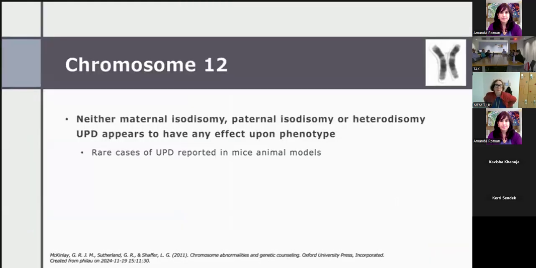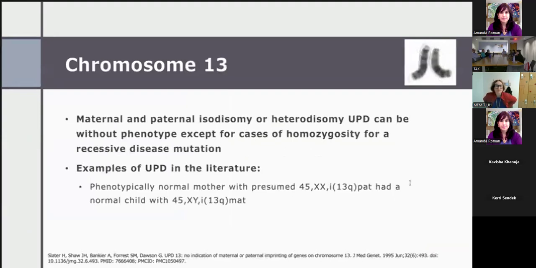Now we're going to go through chromosomes 12 through the sex chromosomes. To begin, for chromosome 12, neither maternal isodisomy, paternal isodisomy, or heterodisomy of uniparental disomy appear to have any effect on the phenotype. There have been rare cases of UPD reported in animal models such as mice, but not really in humans.